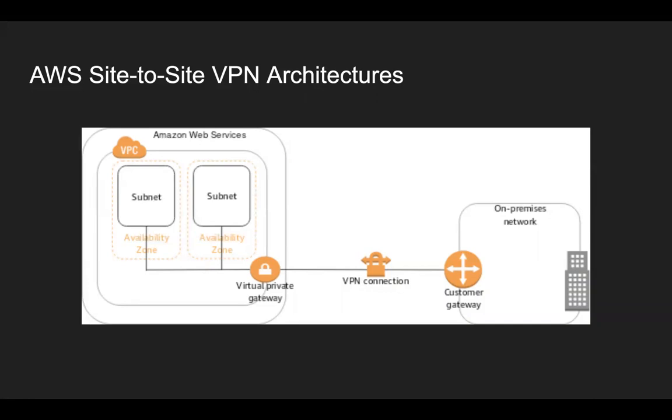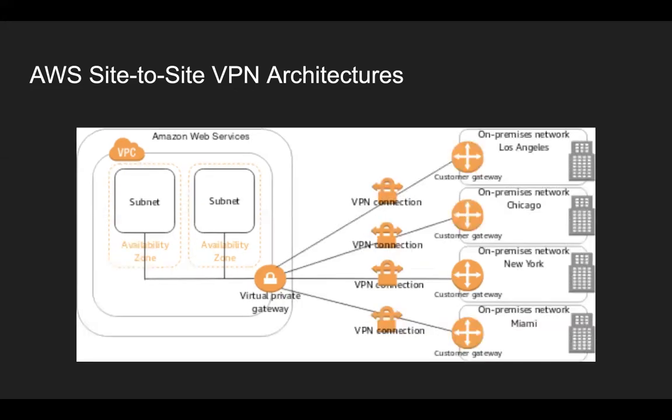So in this video, let's take a look at some basic architectures in terms of how you possibly configure a site-to-site VPN connection. This is the first architecture, where we have a VPC within which we have two subnets spread across two different availability zones. At the edge of the VPC, we have a virtual private gateway. That is the AWS counterpart for the site-to-site VPN connection. And then we establish a VPN connection to a customer gateway on the on-premise network. So this is one of the architectures that is possible in terms of configuration.